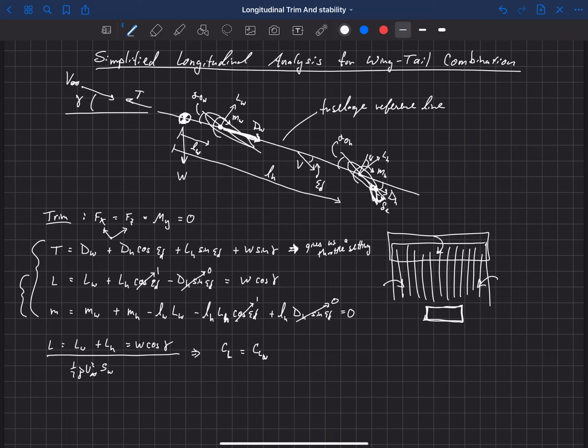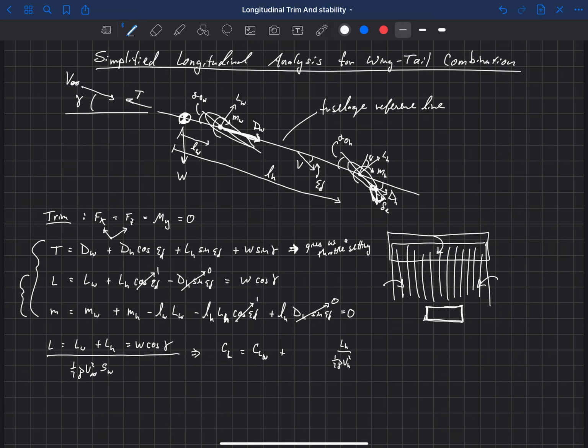Now the next term is a little bit more tricky because here we've got the lift on the horizontal and we want to non-dimensionalize it by the area of the main wing. Well, usually what we want to do instead is non-dimensionalize that by the area of the horizontal. So usually what we would have done is we would have said, the lift on the horizontal divided by 1/2 rho v squared, where this is the velocity at the horizontal, which may be different than the free stream velocity for a couple different reasons we'll talk about here in a second.